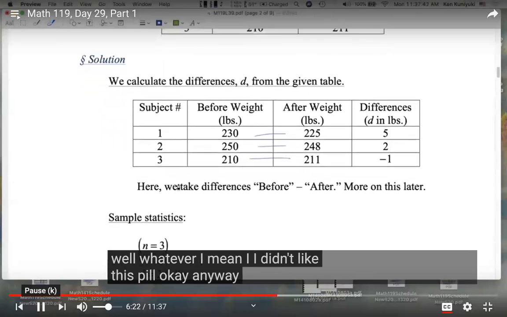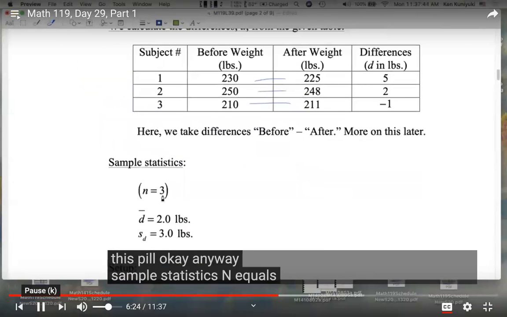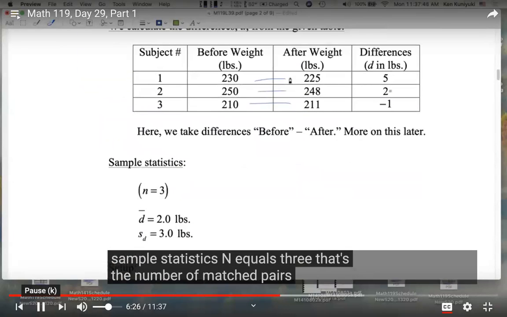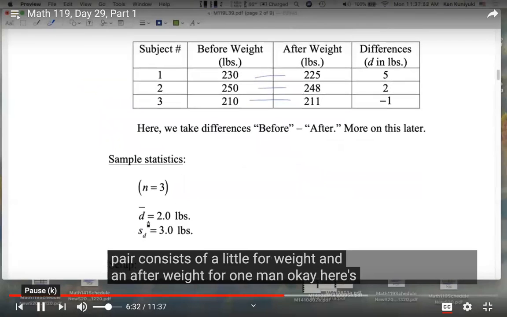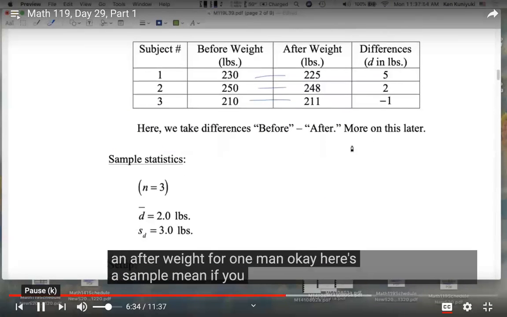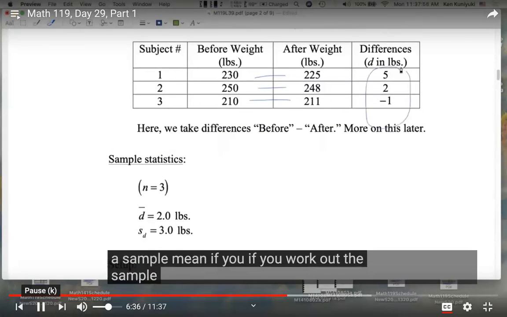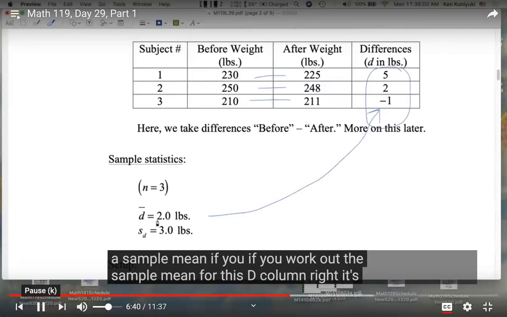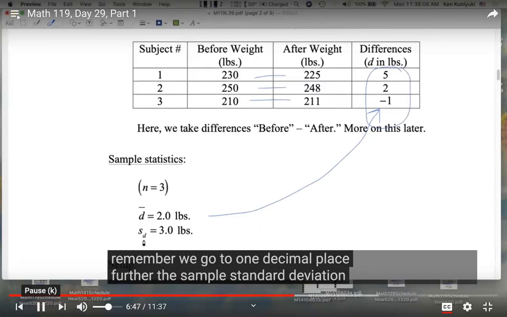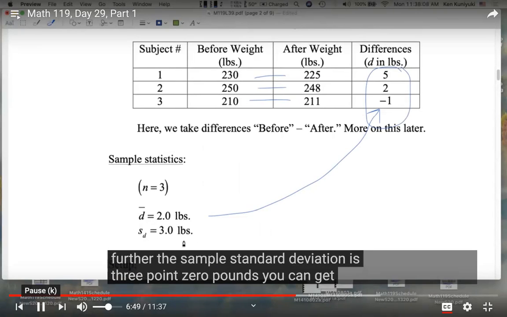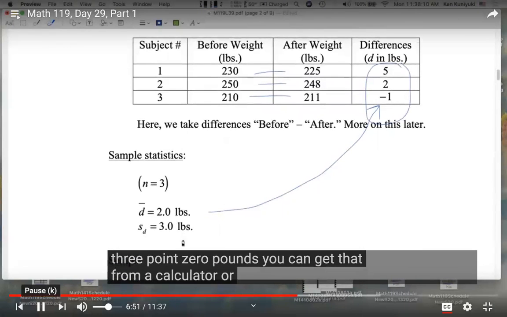Okay, anyway, sample statistics. N equals 3. That's the number of matched pairs. Each matched pair consists of a before weight and an after weight for 1 man. Here's the sample mean. If you work out the sample mean for this D column, it's going to be 2.0 pounds. Remember, we go to 1 decimal place further. The sample standard deviation is 3.0 pounds. You can get that from a calculator or Excel.